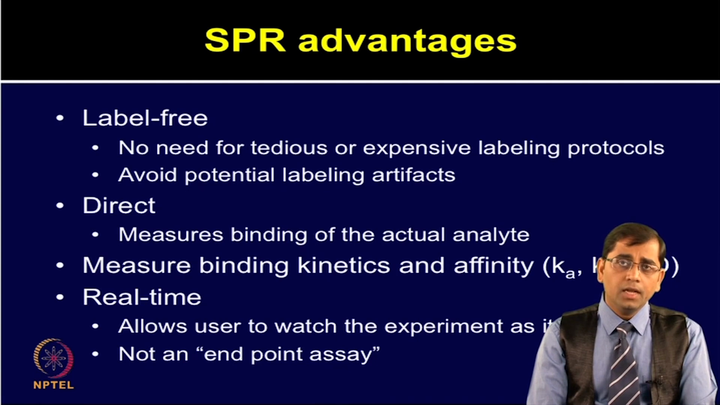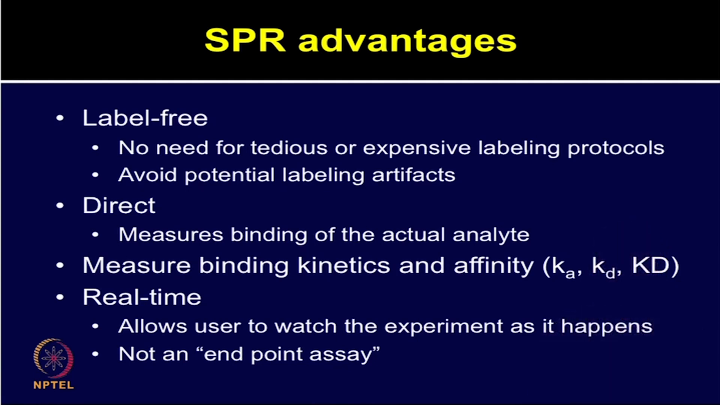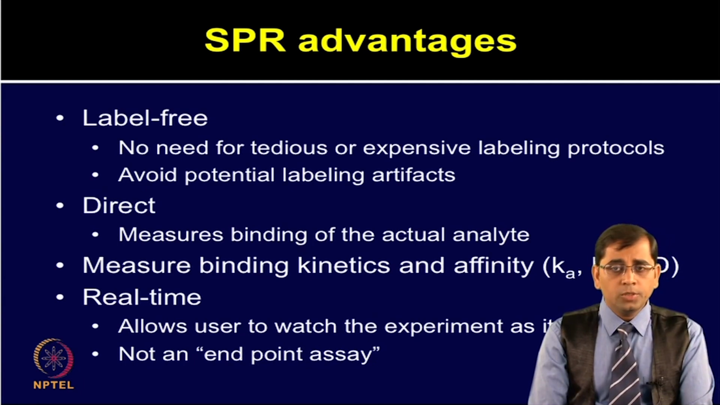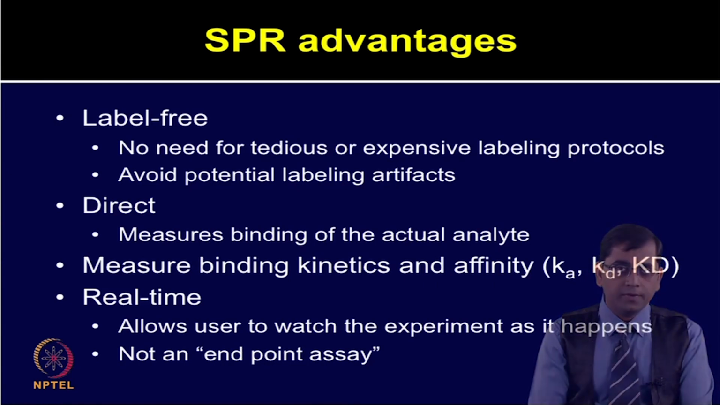It avoids the artifacts due to the labeling. It is a direct method because it provides measurement of binding of actual analyte. It provides information in real time as the experiment proceeds. Therefore, it is not an endpoint assay unlike other label based detection methods, and most importantly, it gives you measure of binding kinetics and affinity, the on rate, off rate and dissociation constant.